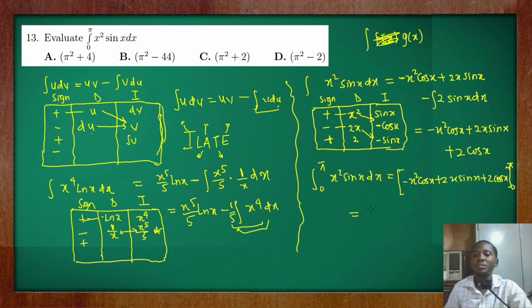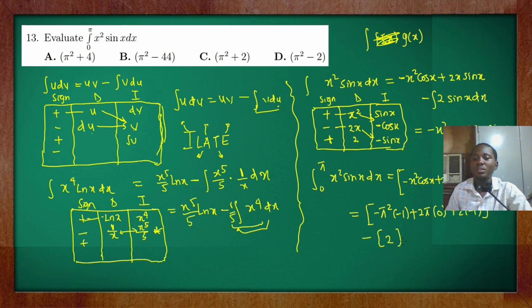Okay, so if we substitute the value of pi, we have minus pi squared, and cos pi would give us minus 1. Then plus 2 pi sine pi will give us 0, then plus 2 cos pi will give us minus 1. Minus the lower limit: here we have 0, because 0 squared is still 0, then 0 multiplied by cos 0 will still give us 0. Then here also we have 0. From the last one, since cos 0 is 1, we have minus 2.